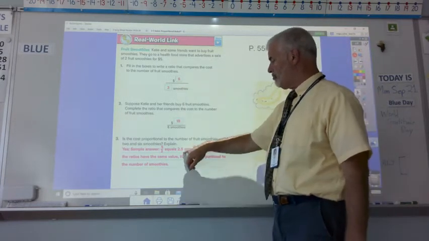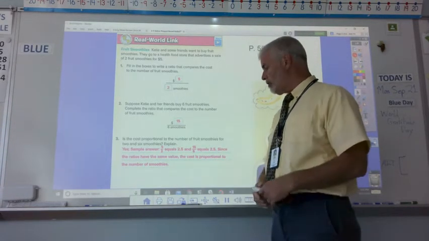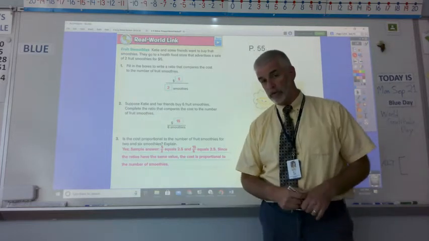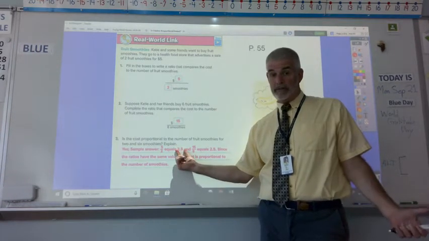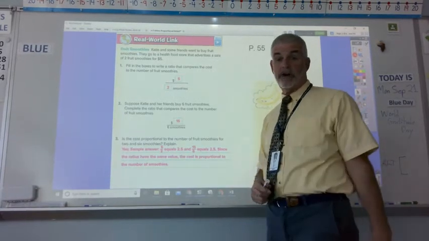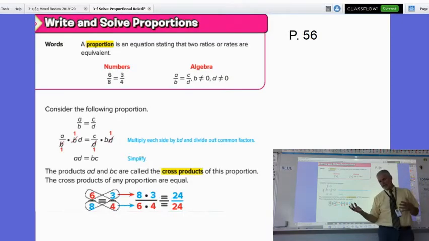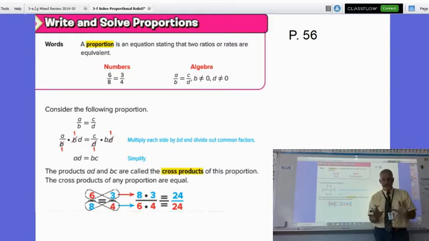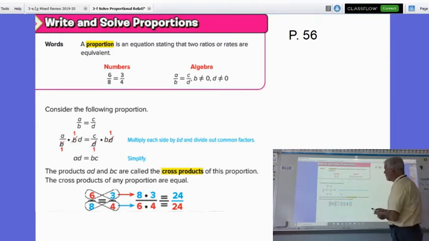5 divided by 2 is 2.5, and 15 divided by 6 is also 2.5. The ratios are equal. That means that the cost is proportional. And actually, this number, 2.5, is the unit cost of the smoothies. Each one is $2.50 if 2 of them are $5. All right, so that's the introduction here. We had this introduction to algebra, talking about variables and variables right next to other numbers and how that shows multiplication. We're going to use all of that today in this lesson on solving proportions. So that's why we did that prep work.